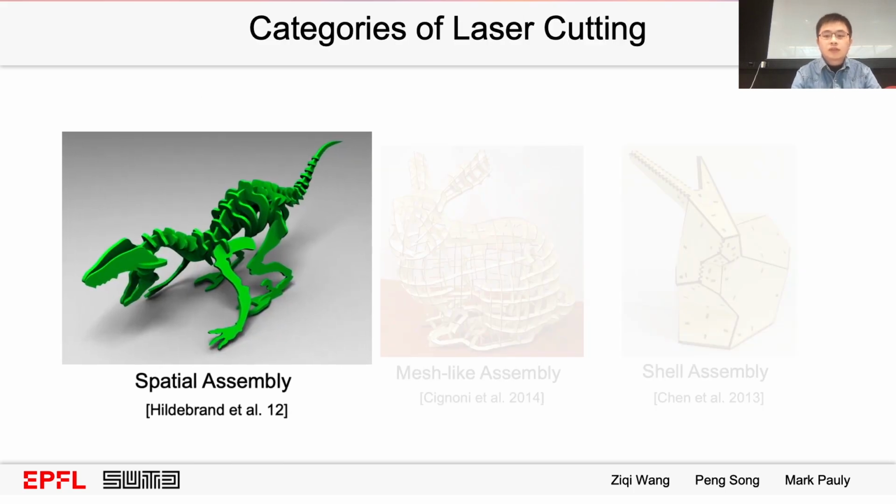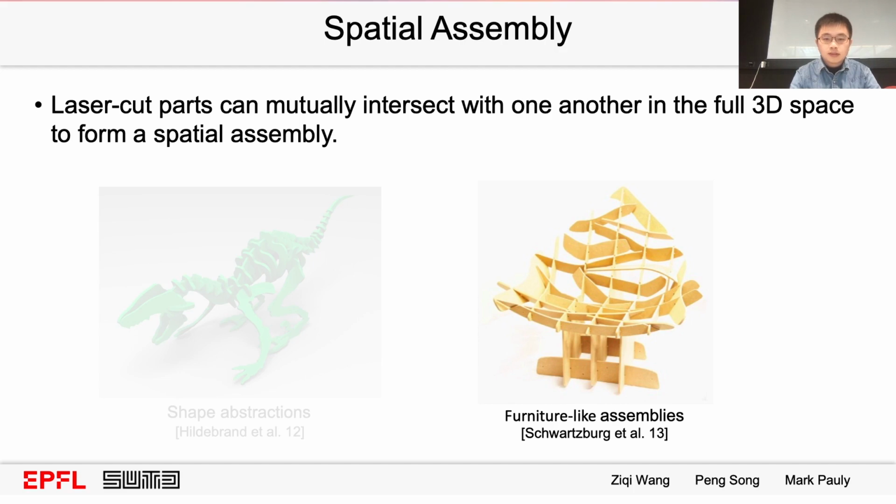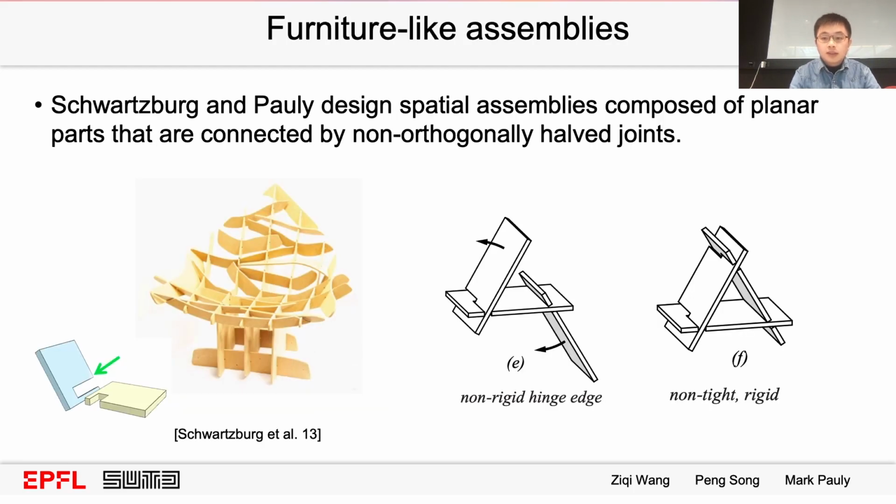Let's review the papers for the spatial assembly. Besides the shape abstractions, making furniture-like assemblies by using laser cut plates also gained much popularity among recent assembly works. To make stable furniture-like assemblies, Schwartzburg and Pauly used non-orthogonal half joints. The problem of this joint is that the plates can rotate around each joint. See the middle figure. So they intentionally add cycles in the assembly part graph to create a non-tight but rigid joint configuration like the right figure.